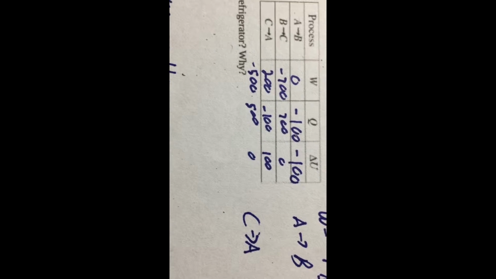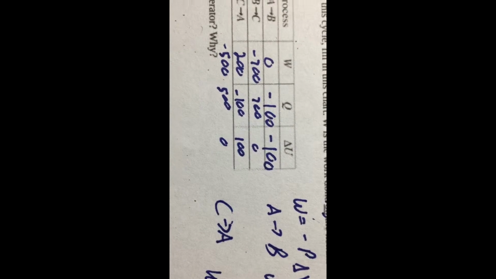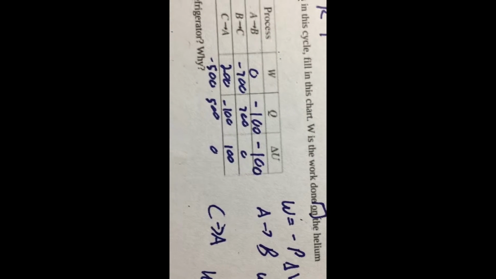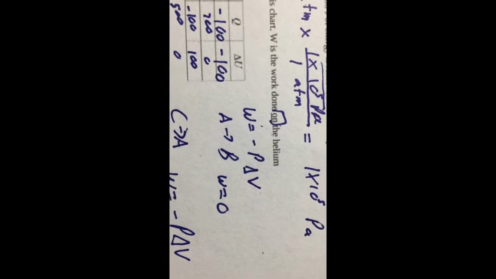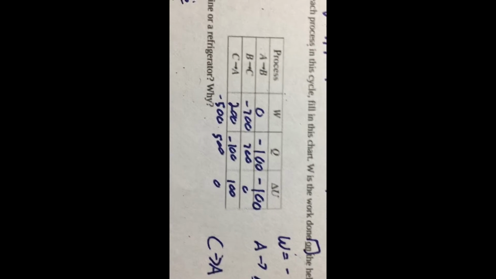So write in 100 for there. And then you know that from A to B, 100 joules of energy is removed from the cylinder. So you write that in right there. And then delta U equals Q plus W. So you can use that to solve for the last delta U. Then just double check that everything adds up to the bottom rows, and that if you plug each of these values into the formulas, work equals negative P delta V, and delta U equals Q plus W, you get the right answer.